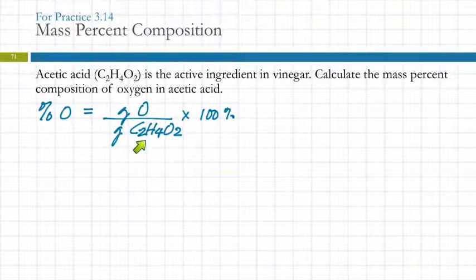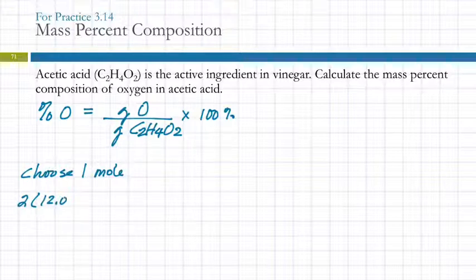It's the part divided by the whole. You could do it with other amounts, but the easiest thing is just to say, let's look at a mole of this compound. The percent composition does not depend on how much of the compound you have. It's an intensive property. So choose 1 mole. Okay, so what's the mass of 1 mole of acetic acid? Well, we just learned how to do that, right? It's 2 times the molar mass of carbon plus 4 times the molar mass of hydrogen plus 2 times the molar mass of oxygen.